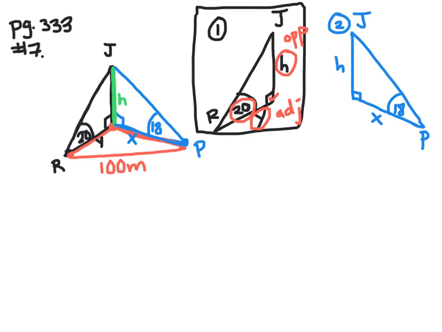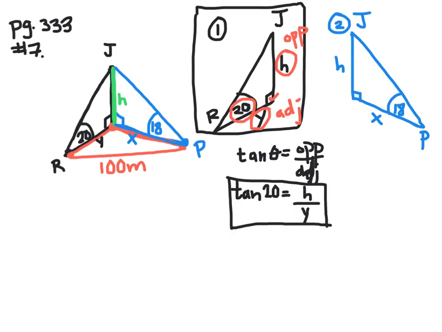And what relates opposite and adjacent? Well, opposite and adjacent are related by tan. We know that tan of the angle that you're given is equal to opposite over adjacent. And if we fill in the blanks here, we get that tan 20 is equal to H over Y. I'm not sure how that's going to help us, but let's do the same thing for the blue triangle.